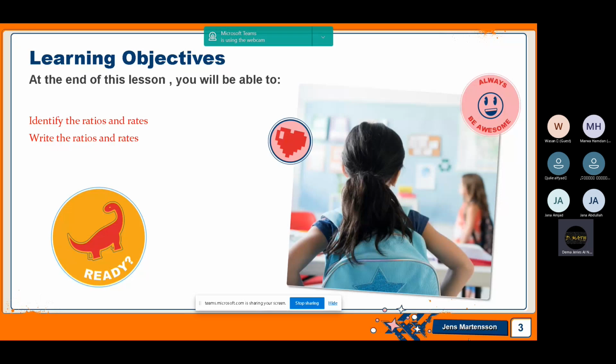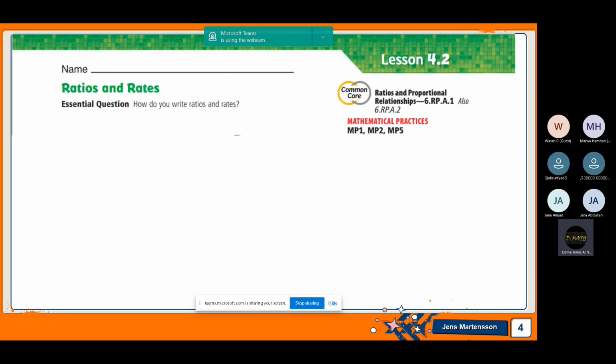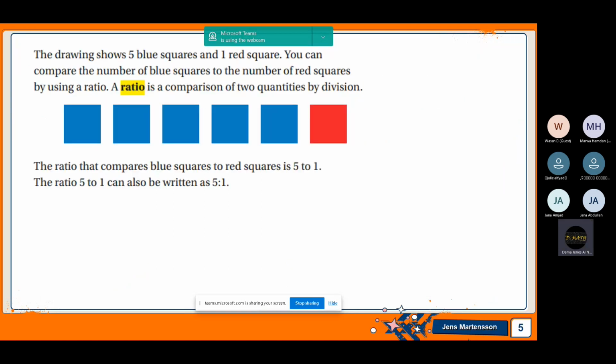If you have a circle, and this circle is cut into 4 equal parts, and we shade this part. If I ask you what is the fraction that represents the shaded part to the whole, what do you say? 1 out of 4. This is what I mean by fractions. So a fraction is a part to whole.